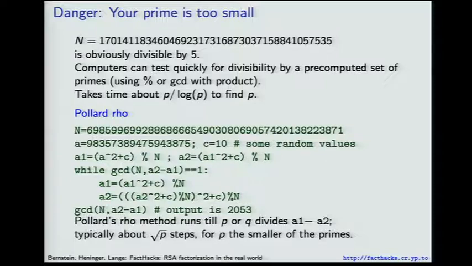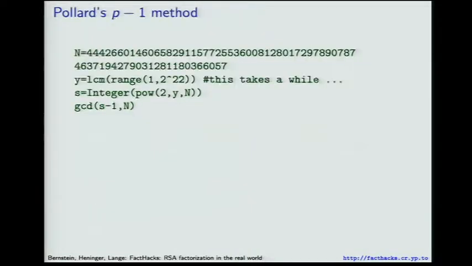Or later on, when Dan is talking about the number field sieve, this is an interesting subroutine. So if you ever need to find small numbers, then sure, trial division is very easy for really small numbers. Taking this long, this one, square root of p, is much faster already. Now, even faster than that is a method also due to Pollard called Pollard's p-1 method.